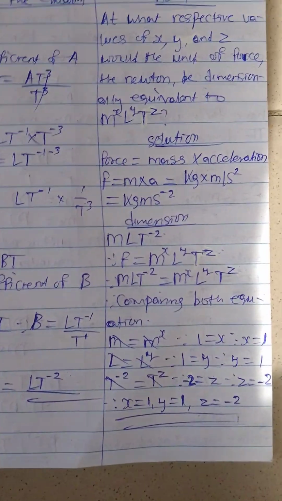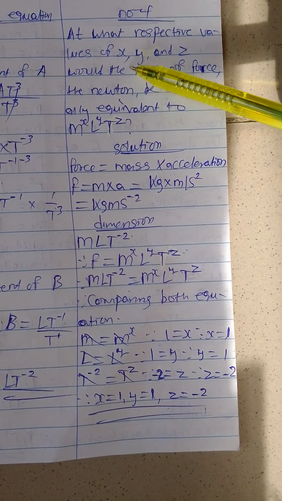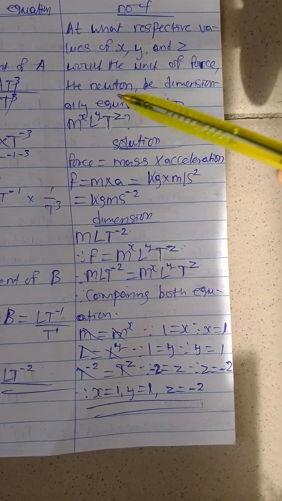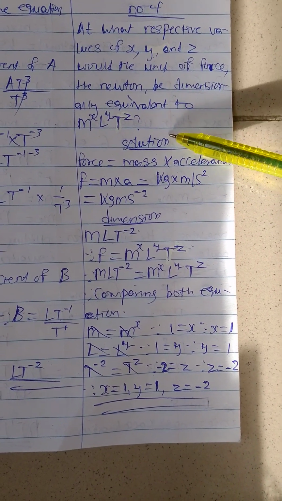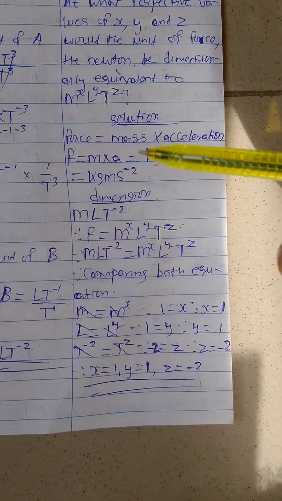Now I have this question. Question number 4 says that at what respective values of x, y, and z would the unit of force, Newton, be dimensionally equivalent to M to the power x, L to the power y, and T to the power z? Now let's solve this.